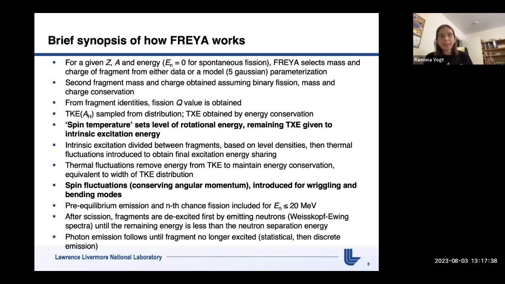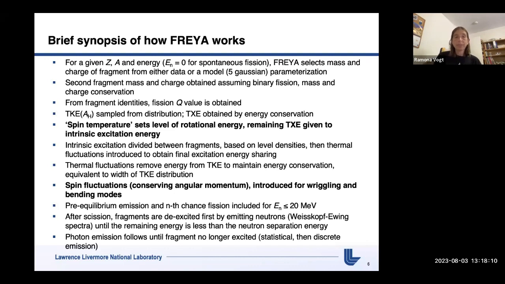So first we deal with the intrinsic excitation energy that gets divided between the fragments based on something called the level densities. And I think Kyle showed you a picture of some nuclear levels on Tuesday. And there are thermal fluctuations because the fragments are small systems in that sense. So we use those thermal fluctuations to obtain the final excitation energy sharing.